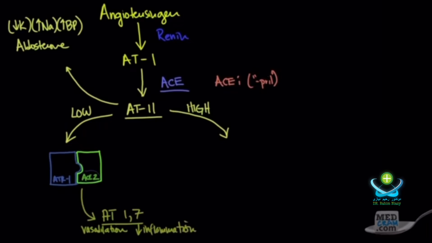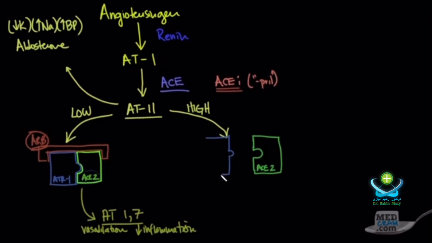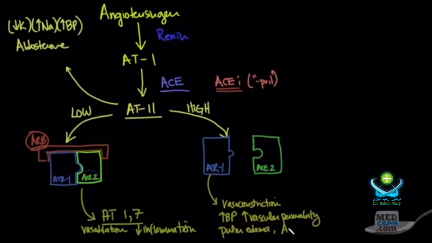That's a good thing. It's also possible that you could have an angiotensin receptor blocker that would block this, and that is an ARB. So we've talked about angiotensin receptor blockers, and we've talked about ACE inhibitors. If you have high angiotensin II, this is the situation that you get. You still have ACE-2, but the high levels of angiotensin II cause the angiotensin receptor to come off of ACE-2. And when that happens, when angiotensin II interacts with angiotensin receptor 1, the result of that is vasoconstriction, increased blood pressure, increased vascular permeability, pulmonary edema, and presumably ARDS.